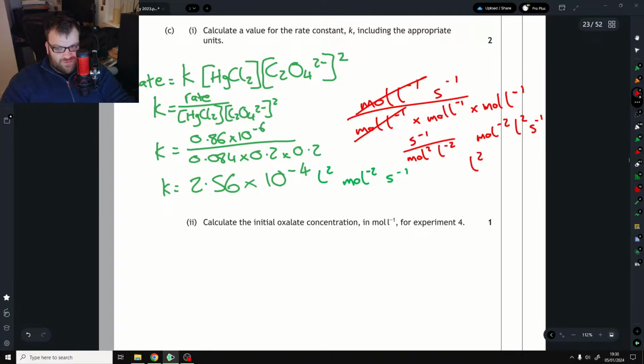More typically, the positive powers will be written first. I usually go for the moles second, and then the S to the minus 1 at the end. They will accept any order that you want to put, but that's the one that I would probably go for in that one.